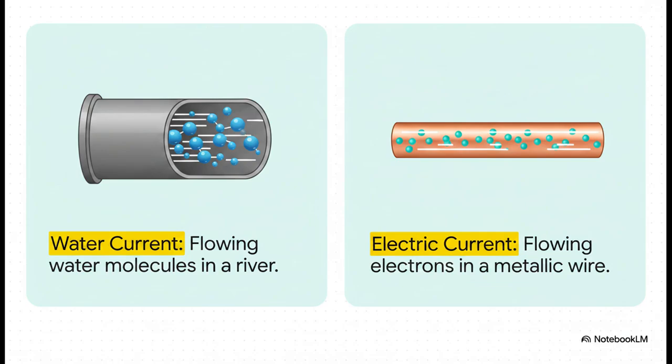And here's where our water analogy just works perfectly. You know how a water current is just a bunch of water molecules flowing together in a river? Well, an electric current is the exact same idea. It's just a stream of electrons flowing together in a wire.